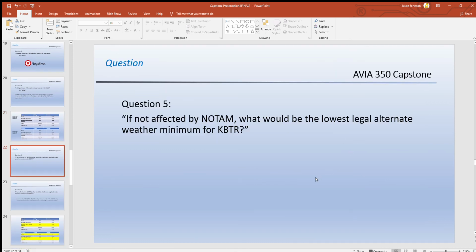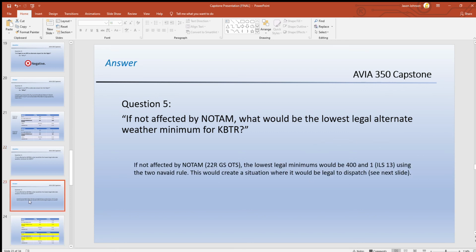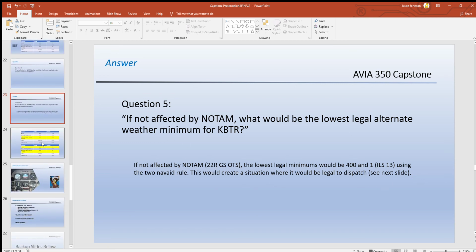So number 5, if we didn't have that NOTAM, if the glide slope were in service, what would be the lowest legal alternate weather minima? Well, if that NOTAM weren't there for the glide slope being out of service, we'd have 401 on the ILS 13 using the 2 nav aid rule, and that would make us legal to dispatch with that as an alternate.